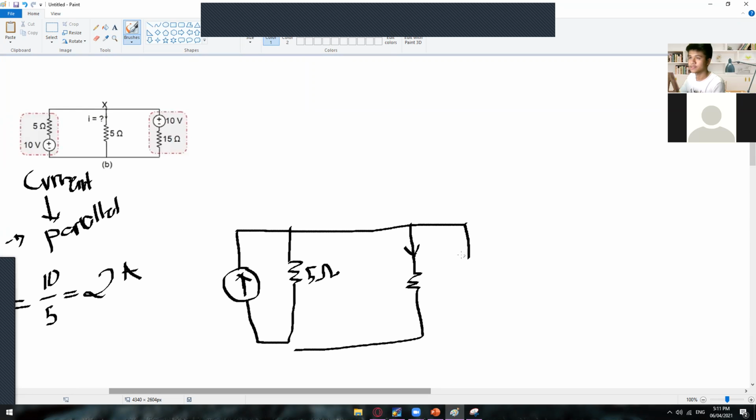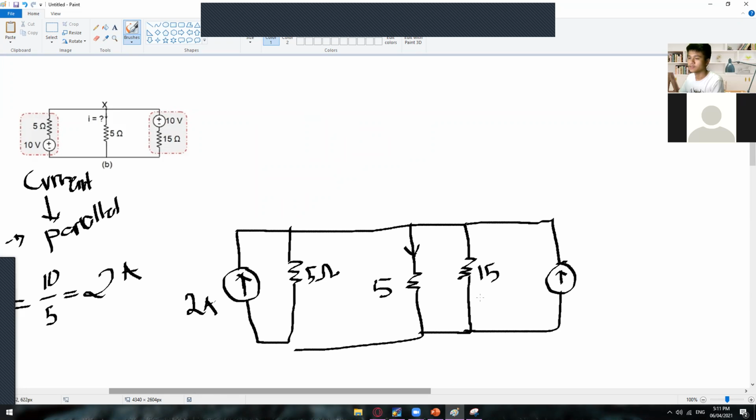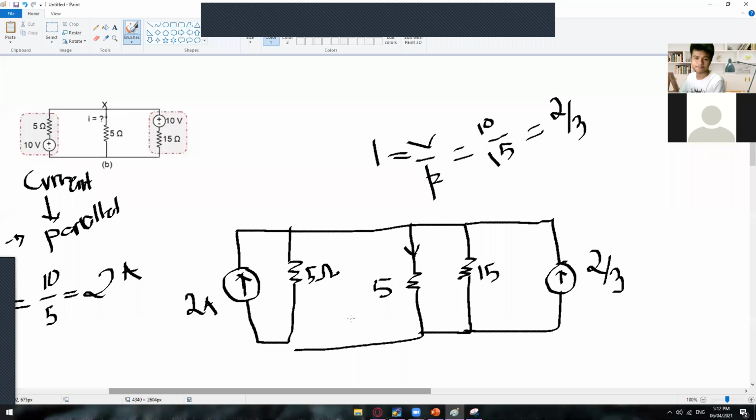On the right side, if you're going to convert this one into a current source, the same, it will become parallel. So we have 15 ohms right here, 5 ohms right here, and then a current source. This one is 2 amps. To get the value of the other one, apply Ohm's law, V divided by R. V is 10 volts divided by 15 ohms, which gives us 2/3.